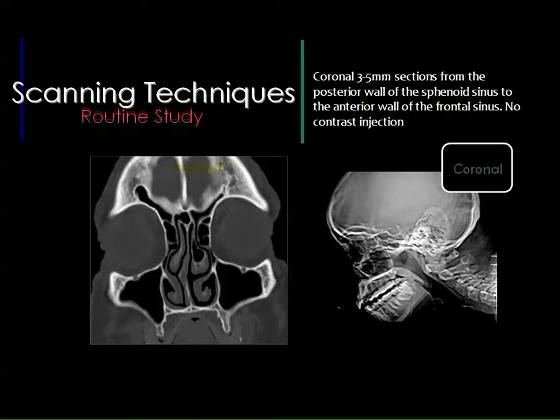The first study is known as the routine study, which is performed in the coronal view or position. The patient is in the prone position, and we have the scanogram in the lateral view. Then we specify the area to be examined from the posterior wall of the sella, or from the dorsum sellae, or from the posterior wall of the sphenoid sinus, and we proceed anteriorly until we reach the anterior wall of the frontal sinus, and the scanning interval is usually 3 mm.